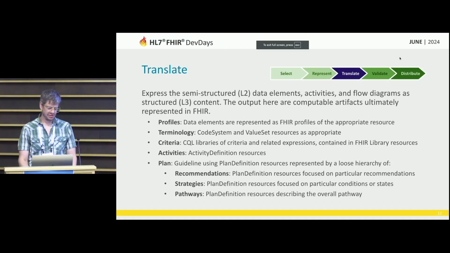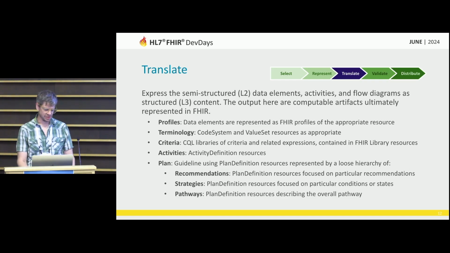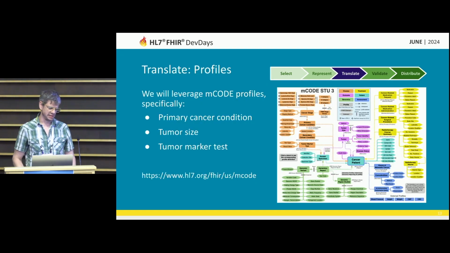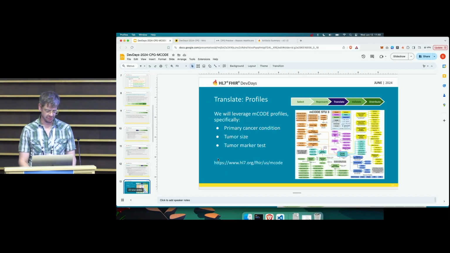So the translation step. This is a fairly quick talk, so I'm not going to be able to go into a lot of details, but I'll show you the outcome. Mainly the big thing here is that in this example, I'm showing how we're using mCODE directly. mCODE is a really nice project. It has an awesome landing page with this cool navigational thing where you can click around into the different parts of it. It's quite impressive. But for our use case, we're going to use their profiles for primary cancer condition, tumor size, and tumor marker tests.